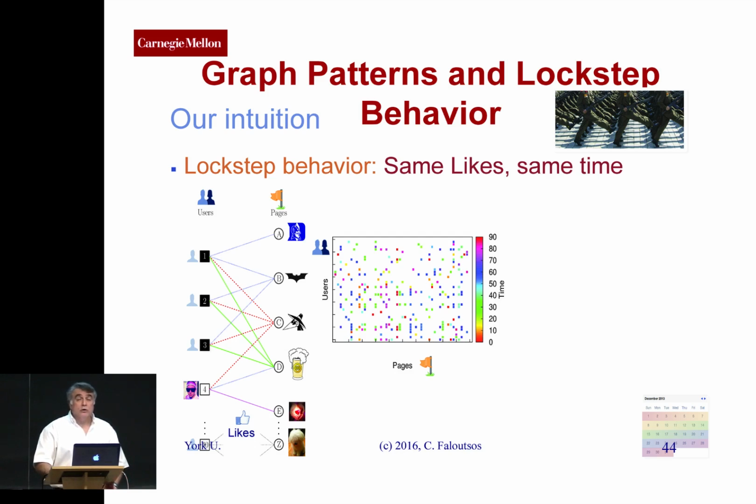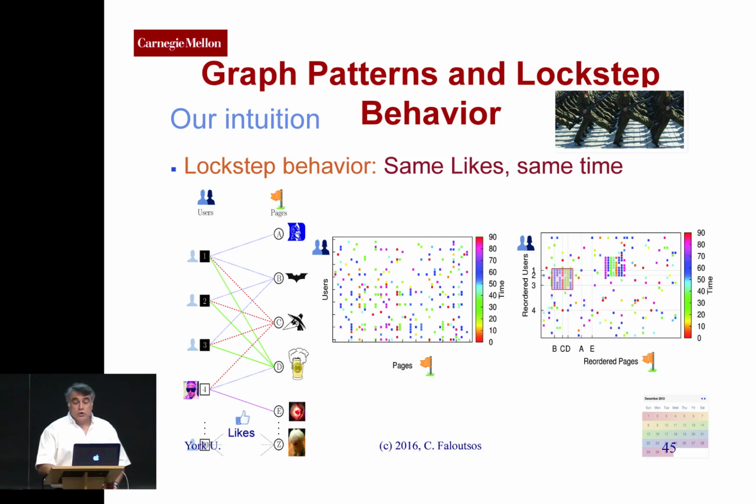What we want is to reorganize the rows and the columns so that if there are blocks, if there are some guys, 5, 6, 7, 10, 100 people, and if there are 10, 20, 30 products, that all these people like all these products, and the vertical lines have the same color, then this means that all these people worked in lockstep and gave a thumbs up to this product.